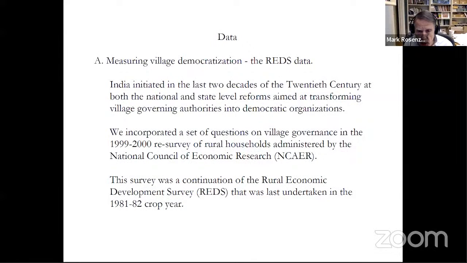Okay, so in one of the rounds of the Rural Economic Development Survey, we incorporated a set of questions on village governance. In particular, in the 1999-2000 resurvey of rural households. And that's going to give us this information. This is going to basically quantify and characterize the move to democracy at the village level. It's going to, in fact, in concert with the 1981-82 round, enable us to compute a time series from 1971 to 1999, basically the last 30 years of the 20th century.